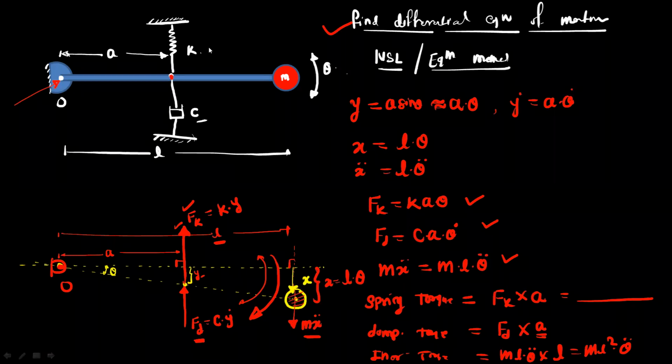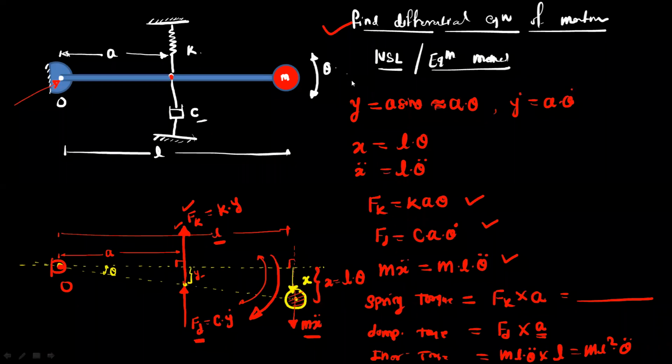During the last lecture, this problem was given to find the differential equation by using Newton's second law. This is a damped vibratory system where a mass M is connected to a rod of length A. This rod is pivoted at the point O. For very small angular displacement theta, we should find the differential equation of motion.